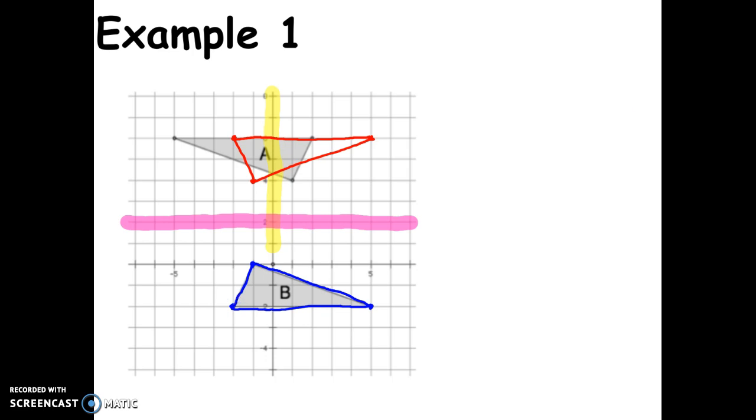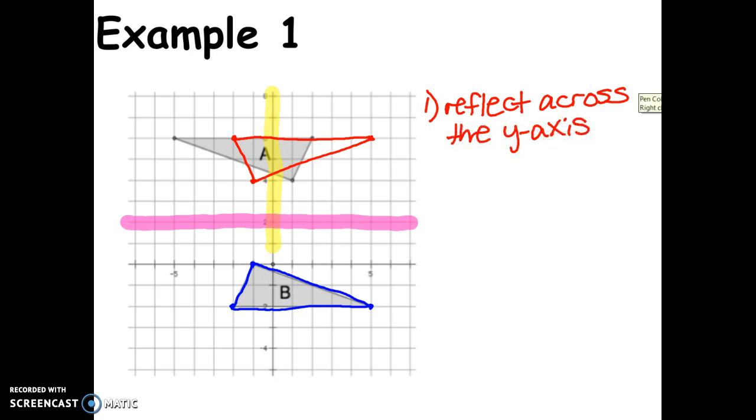So now we need to go back and recall our steps. What was the first thing that we did? The first thing that we did was reflect across the y-axis. The second thing that we did was we reflected across this line here. And the equation of this line is y equals 2. So next we reflect across y equals 2.